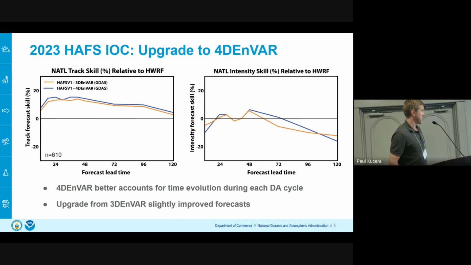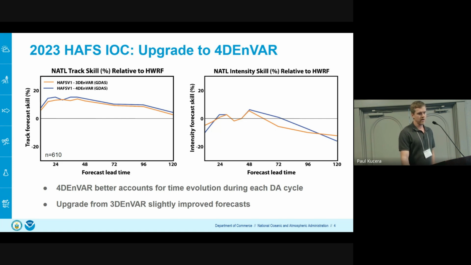This is again using GDAS, but the orange line here compares 3D with GDAS to the blue line, which is 4D. This is relative, I believe, to, yes, relative to HWRF scale. So track, they're both quite a bit better. You get a little bit of a bump with the 4D. And intensity, it's a little bit mixed, but there is a good improvement at the 72-hour lead time.